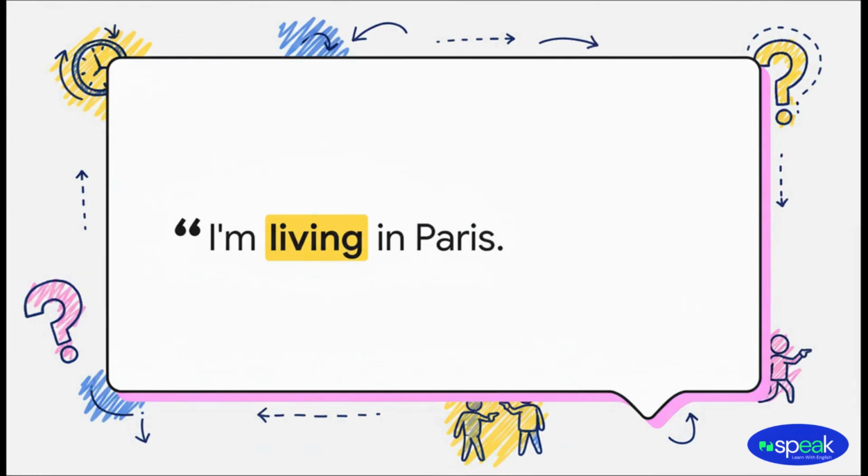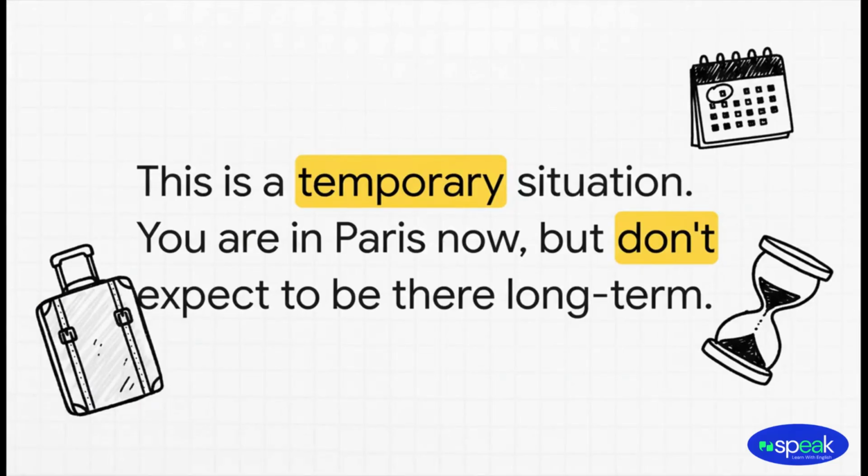Okay, now let's just change one little thing. Let's use the present continuous. I'm living in Paris. See that? Just adding that ing completely flips the meaning. Now it sounds temporary. Like you're in Paris for now, but not forever. It suggests your time there's limited, maybe for a short-term job or study.